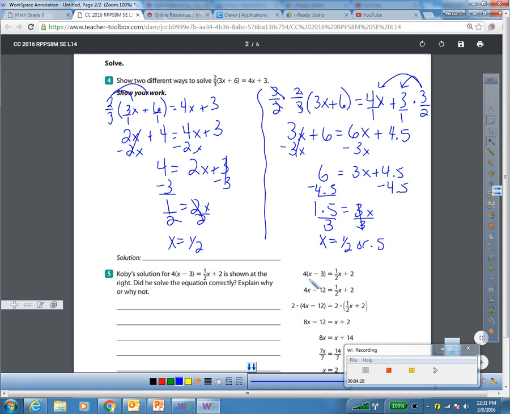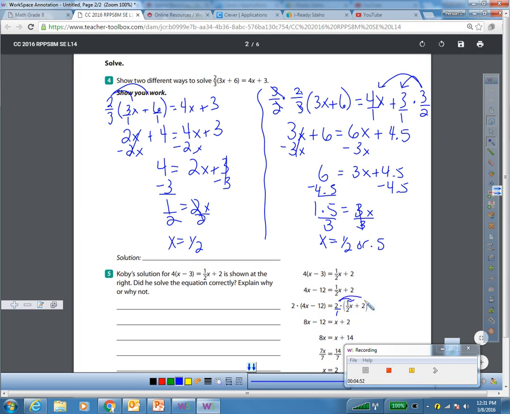Okay, last problem. So Kobe's solution for 4 times the quantity x minus 3 equals half x plus 2 is shown at the right. So showing all the steps, did he solve it correctly? So it looks like he's going to get rid of that fraction. It looks like he's multiplying by 2 or 2 over 1. And he did that over there. That's good. Let's see though.